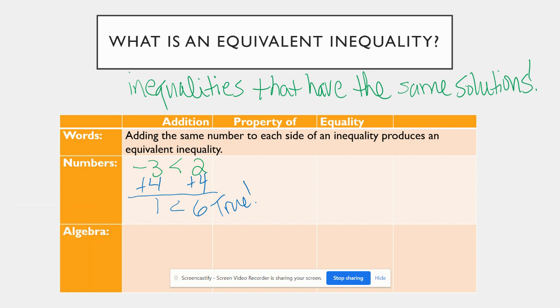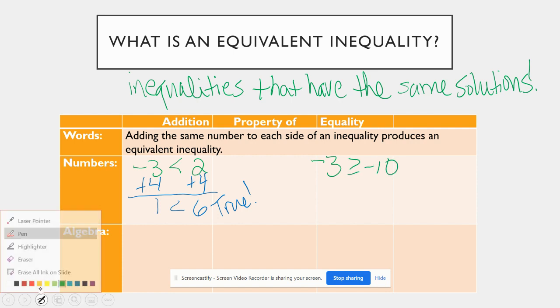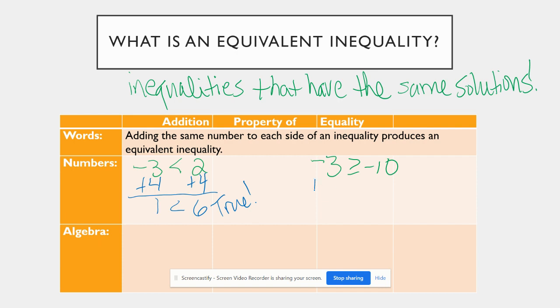If we had -3 is greater than or equal to -10, and then we chose to add 3, we're adding the same thing, so that's the addition property of equality. We get 0 is greater than or equal to -7, which is still true, so it works. We will fill in this algebra part together in class.